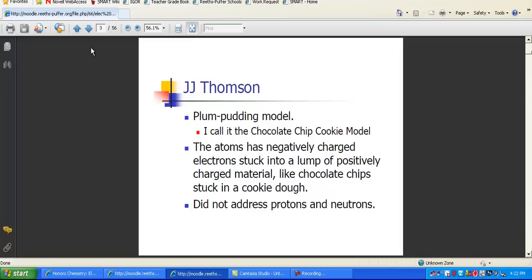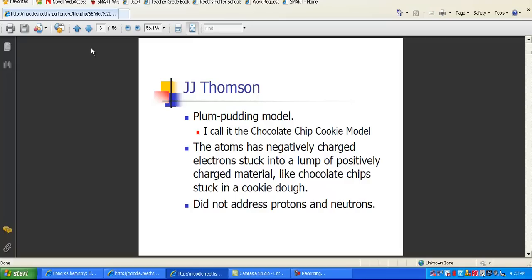Think about a chocolate chip cookie, and what do you see? Well, you see the dough area that might be cooked in brown, and scattered throughout in a random order are the chocolate chips. Simply put, those electrons randomly dispersed within this positive dough area is what J.J. Thomson proposed an atom to look like. So just as the chocolate chips are stuck in a cookie dough, the electrons were stuck in this lump of positively charged material.